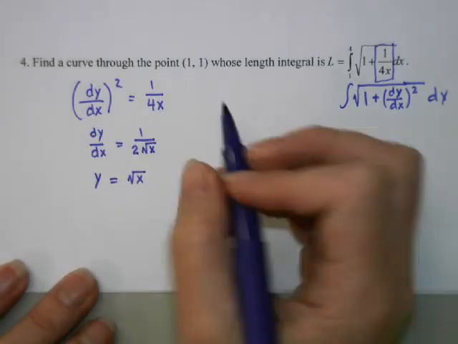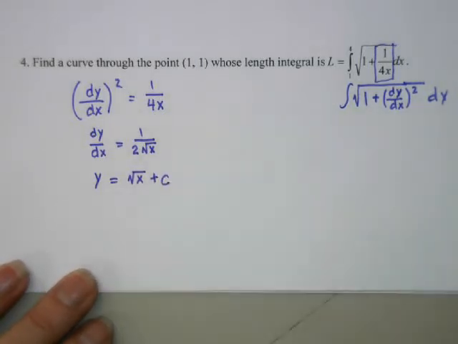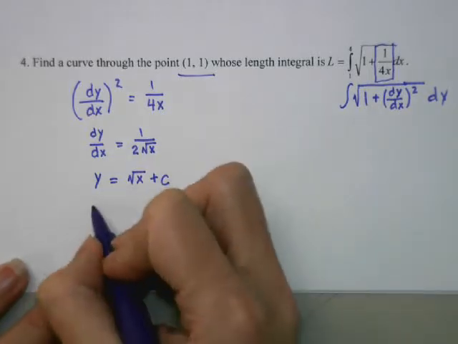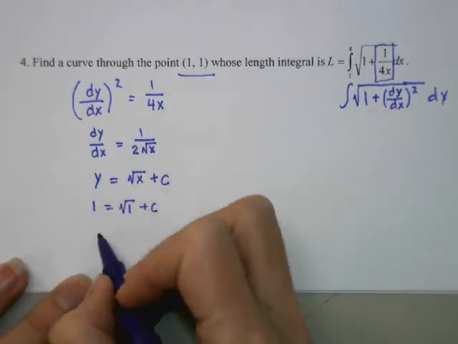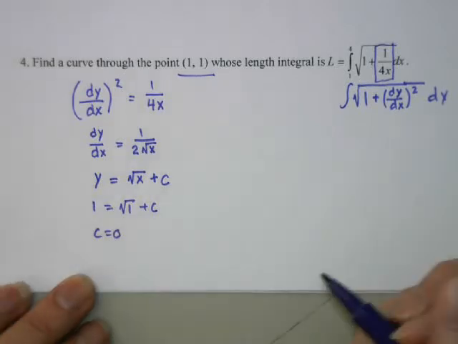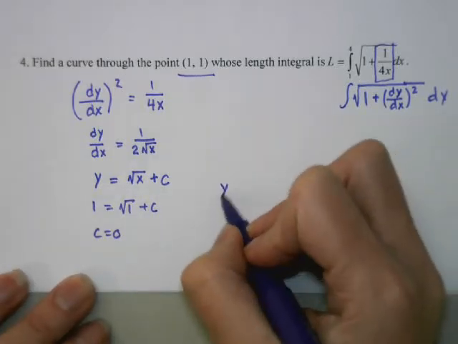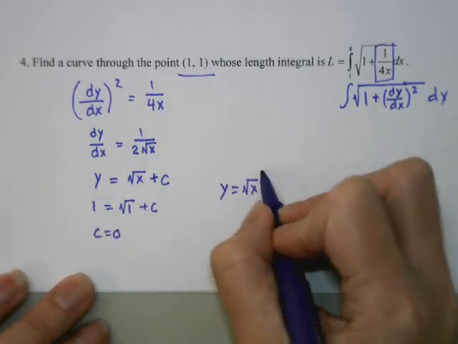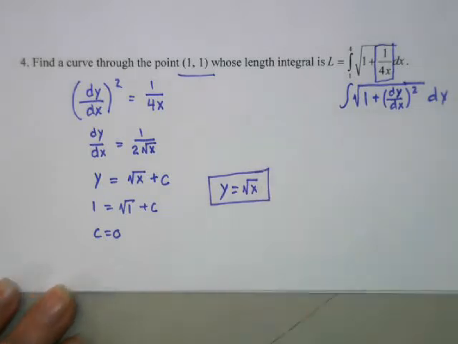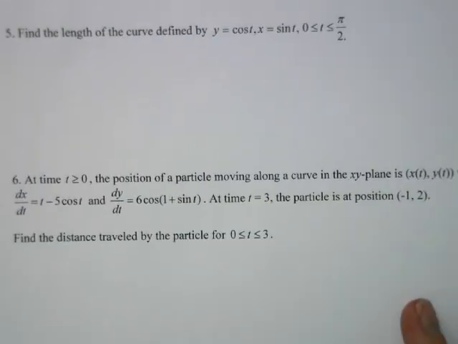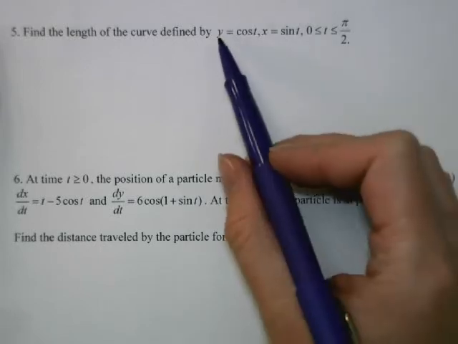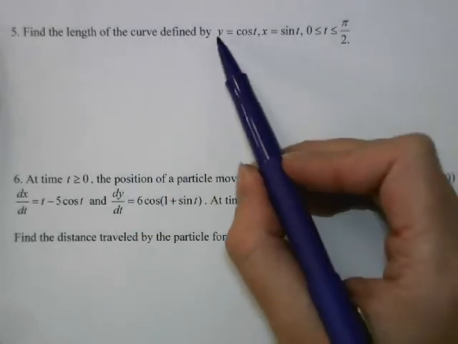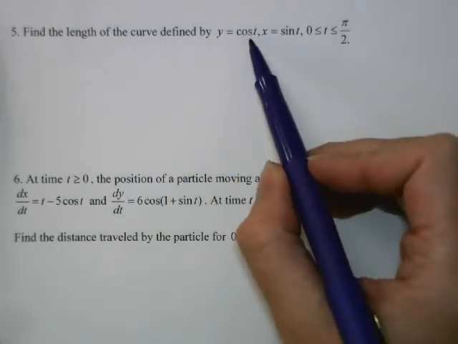Okay, now we're going to do this parametrically. So we have: find the length of the curve defined by y equals cosine t and x equals sine t. As a reminder, the formula for this is the integral from 0 to pi over 2 of the square root of (dx/dt) squared plus (dy/dt) squared. So I'm going to go ahead and do these separately. You could do it in the integral, but I find it easier to do it separately.